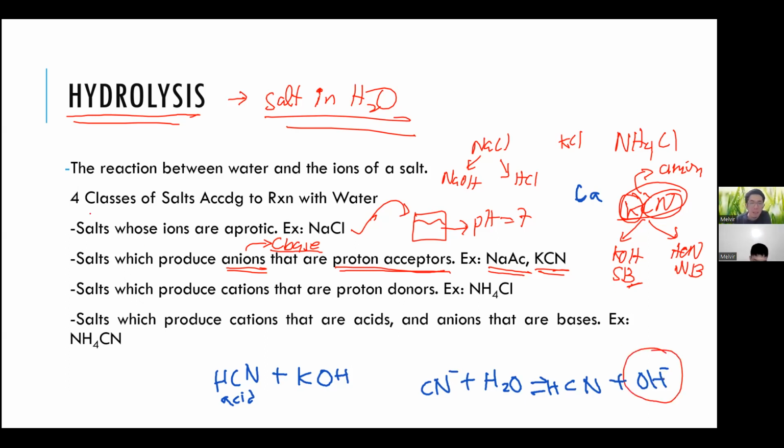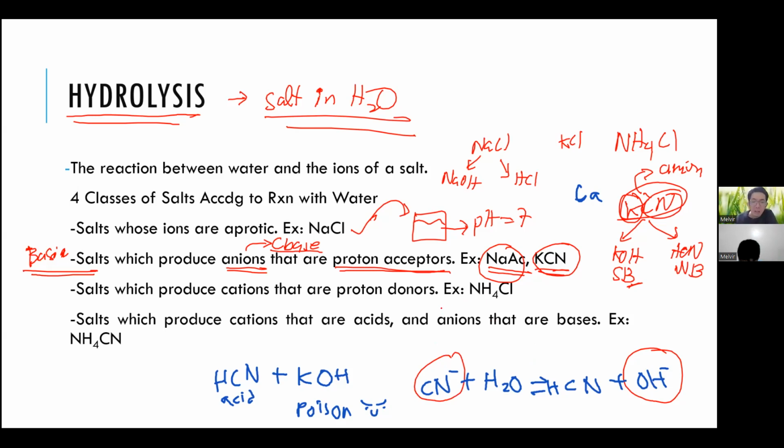So, ibig sabihin, ang mga anions na proton acceptors, they are basic salts. Ito yung sinasabi ko sa'yo, no? Basic salts. So, same yan sila ni sodium acetate. Basic salt siya. Tapos, poison. Technically, poison siya kasi cyanide yung binubuo mo. May HCN ka pa kapag nakalagay siya sa tubig.